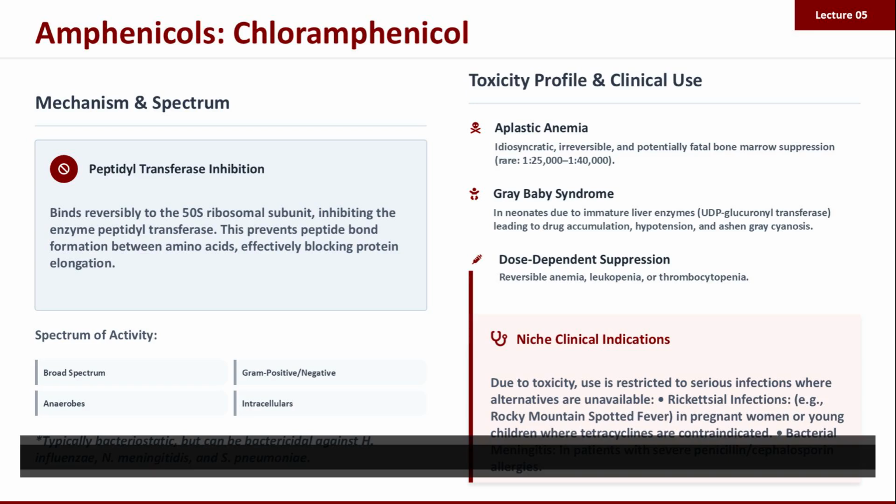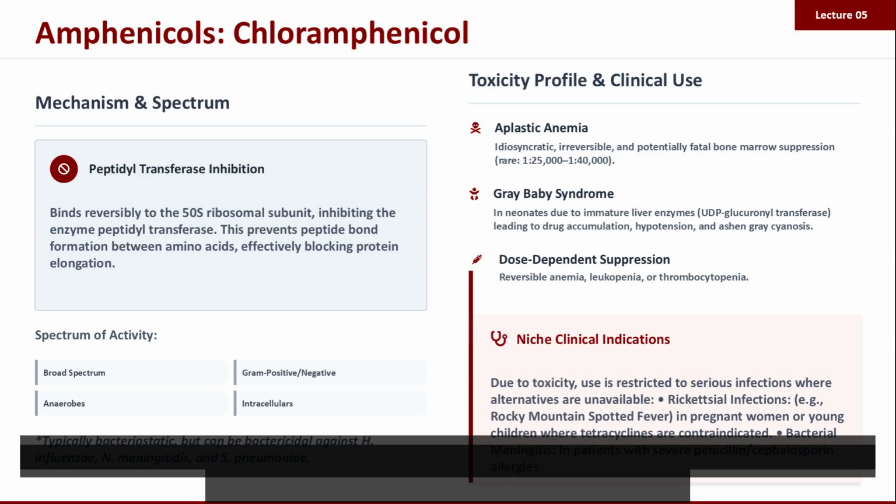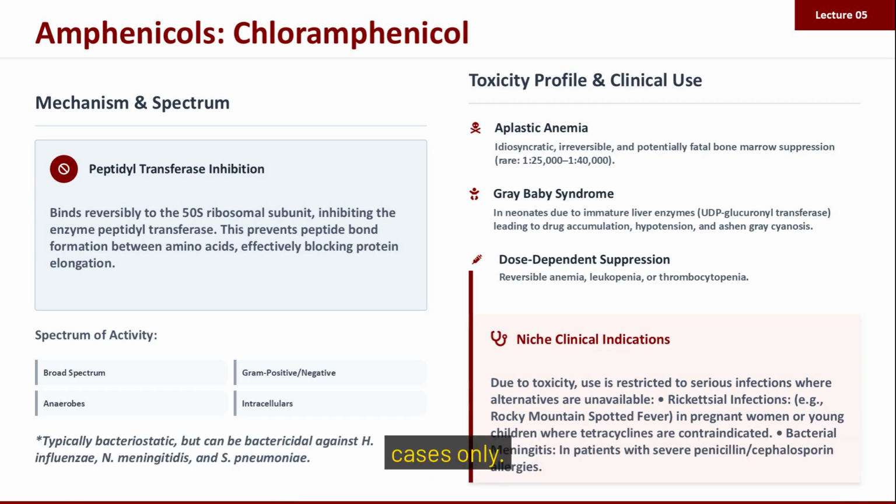Now we discuss chloramphenicol, a very powerful but clinically restricted drug. It is important conceptually and also for exams. First, understand the mechanism. Chloramphenicol binds to the 50S ribosomal subunit and specifically inhibits the enzyme peptidyl transferase. This enzyme is responsible for forming peptide bonds between amino acids. So when this enzyme is blocked, the protein chain cannot grow. In simple words, amino acids cannot join → protein synthesis stops.